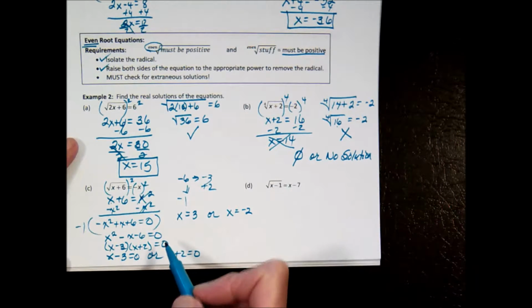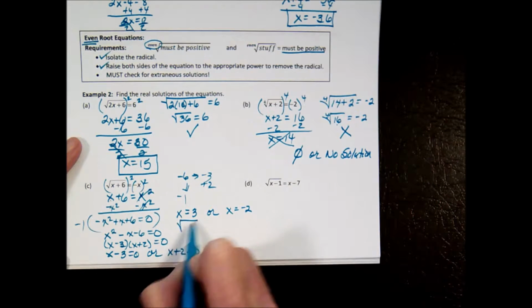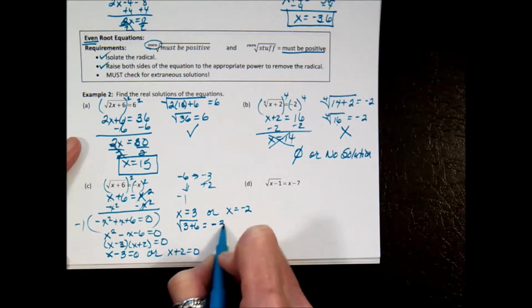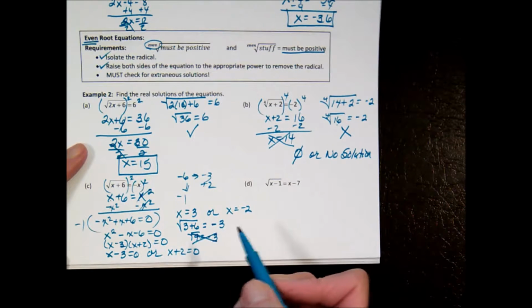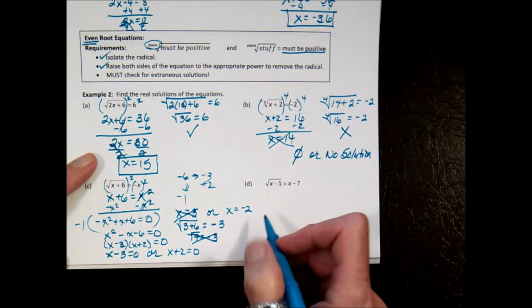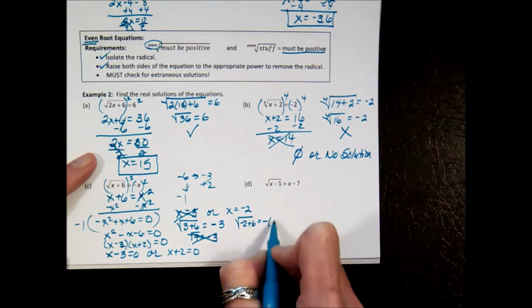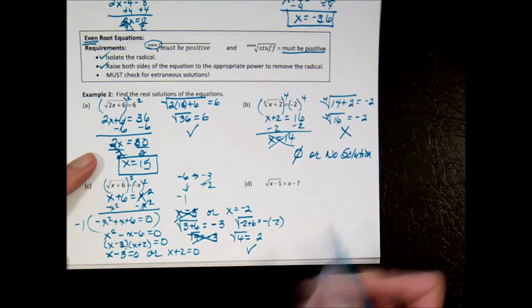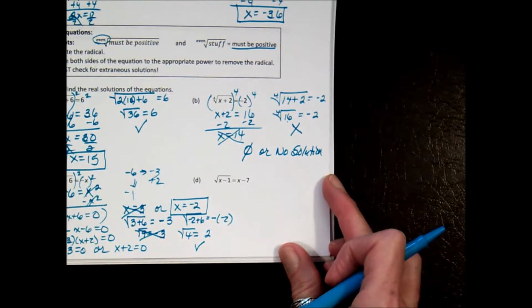But I still have to check them both in the original. So let's check 3. That would have been square root of 3 plus 6 equals the opposite of whatever we found for x: the principal root of 9, -3. No, it is not. So x equals 3 does not work. Let's check x equals -2. Square root of -2 plus 6 equals the negative of -2. Be careful with your signs. Is the square root of 4 equal to 2? Yes. So in this one, one of the solutions worked and one was extraneous and did not work.